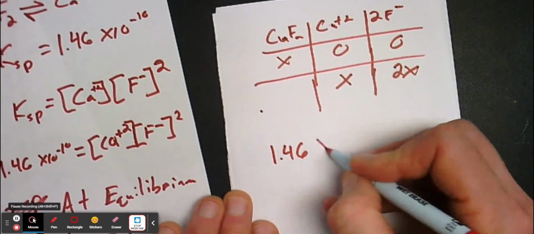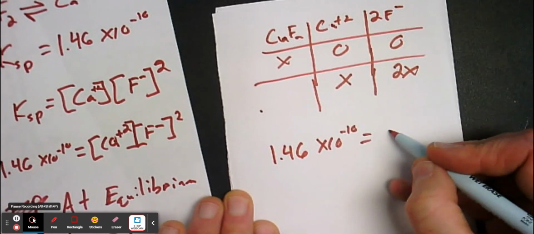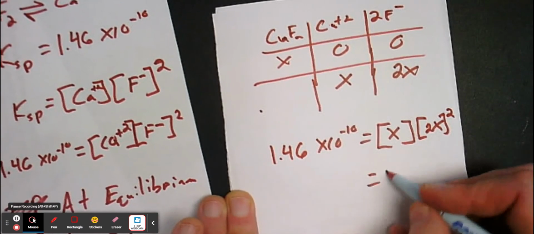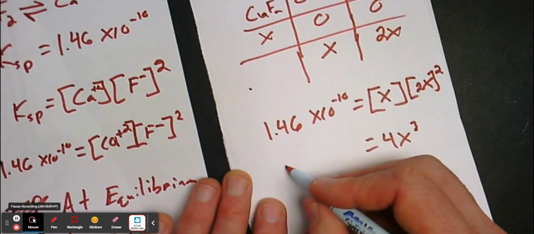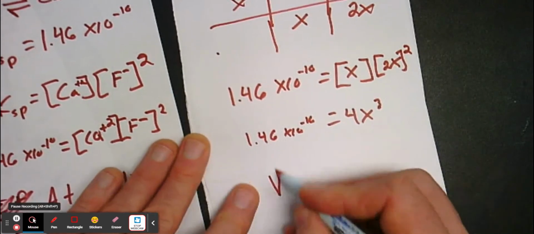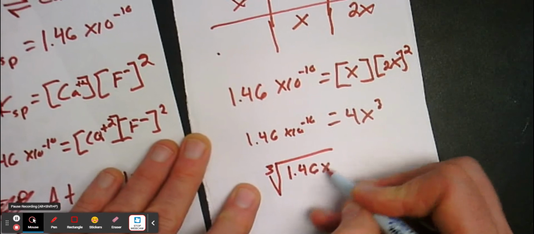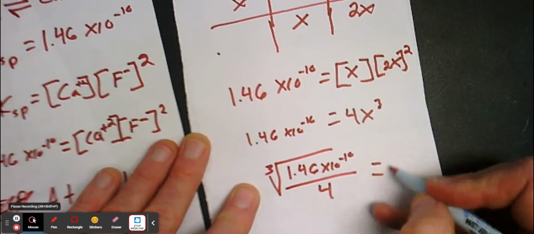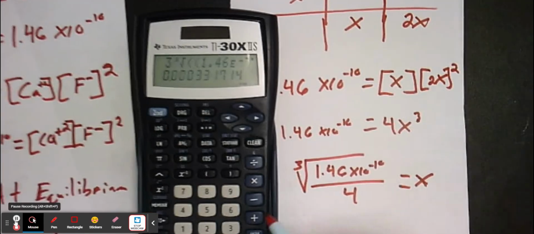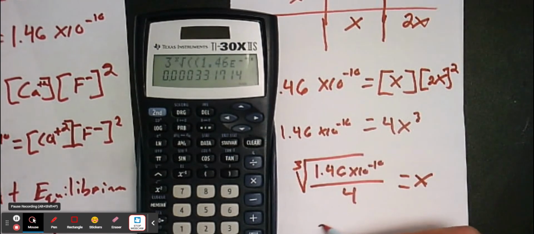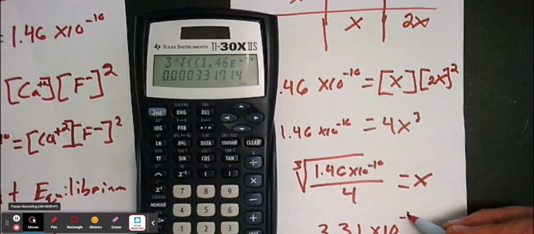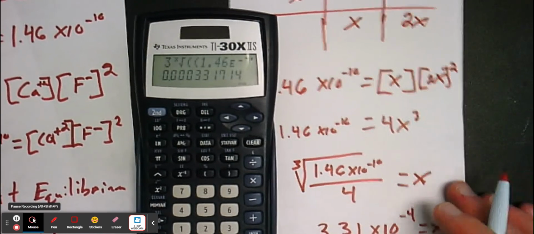So 1.46 times 10 to the negative 10 equals x times (2x) squared. So this is going to be equal to 4x cubed. Then the whole thing is going to be the cube root of 1.46 times 10 to the negative 10th divided by 4 equals x. So now I plug that in, and I get 3.31 times 10 to the negative 4th equals x. All right, and that's the concentration.